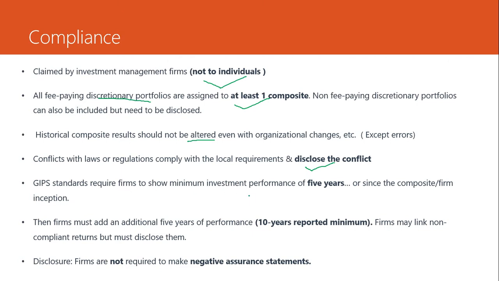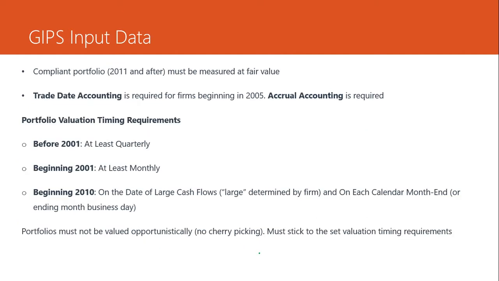GIPS standards require firms to show a minimum of 5 years of investment performance, and thereafter, once they grow up to 10 years, they have to show up to 10 years of reported performance. They are not required to make negative assurance statements like they are using leverage or they are using derivatives. Such kind of information is not required. In terms of input data, after 2010, the portfolio should be measured at fair value. Trade accounting is required throughout after 2005.